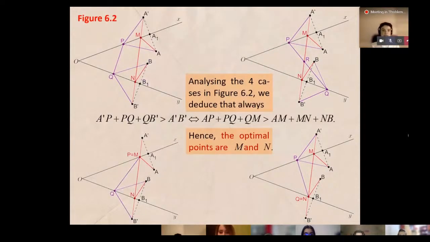Here we have different graphs with settlements of the points P and Q on the two banks.